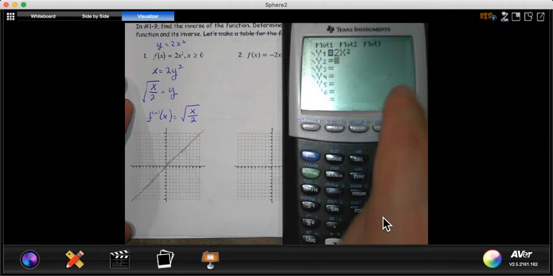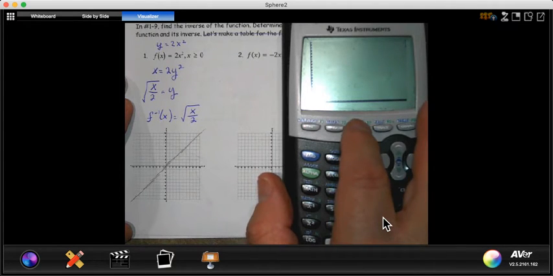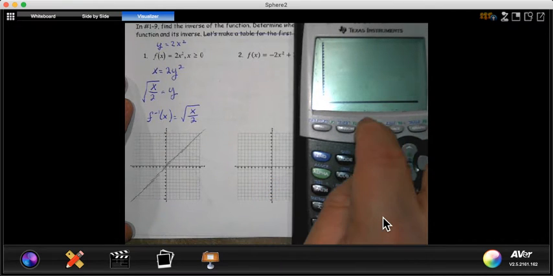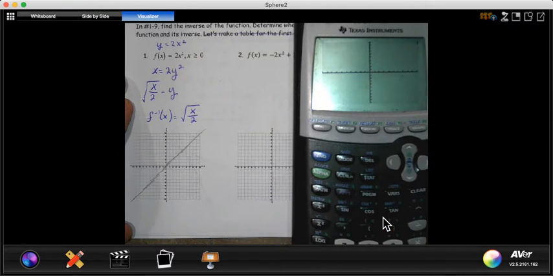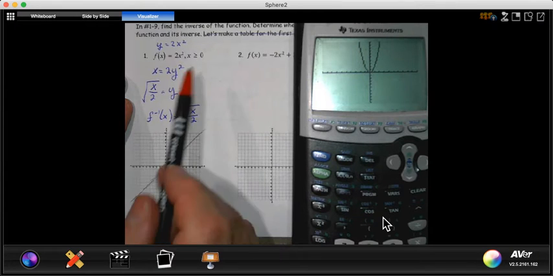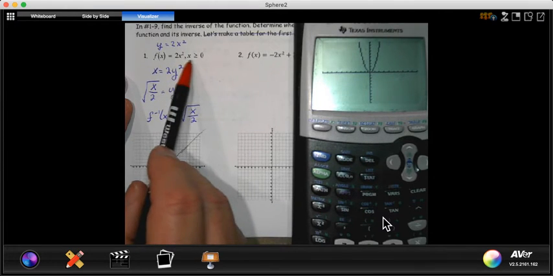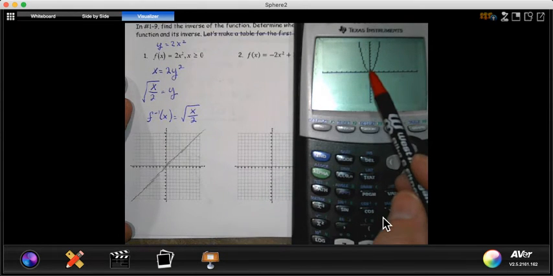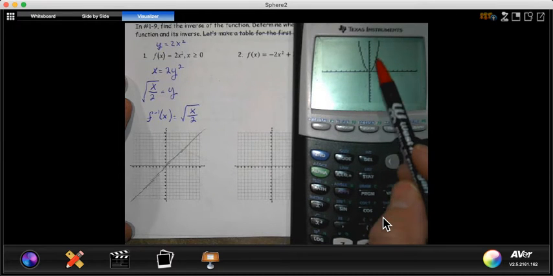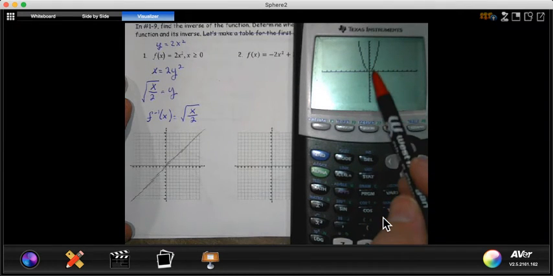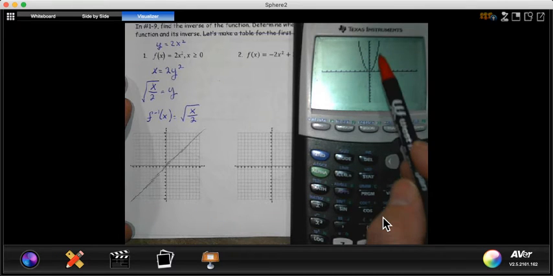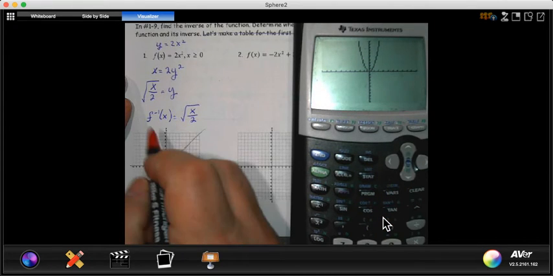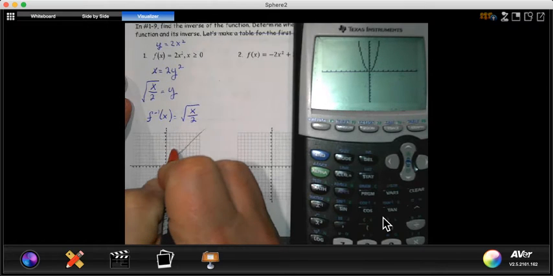So there's my original. Whoops, zoom 6. Okay, but do you see this restriction right here? This is called a domain restriction. They only want me to graph the part of the parabola where x is bigger than 0. So they only want me to graph this part. You've never seen that before, but that's all that means. Just don't graph the whole thing. Just graph this part.